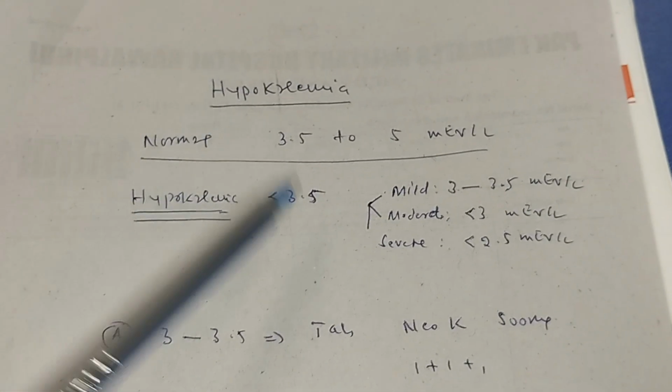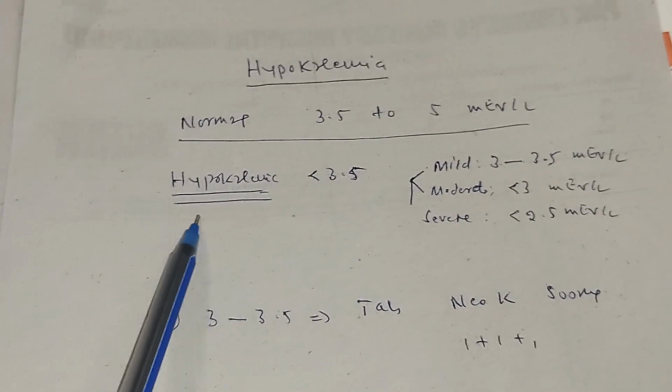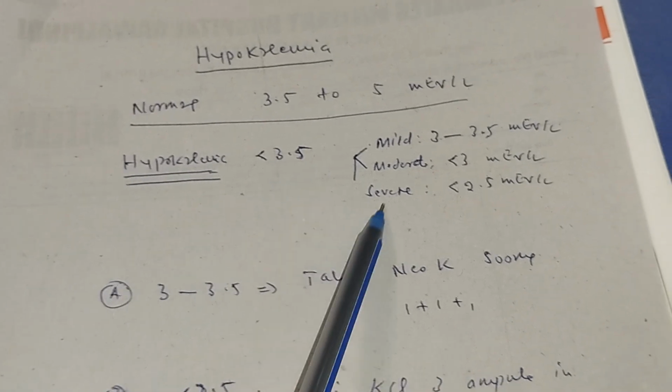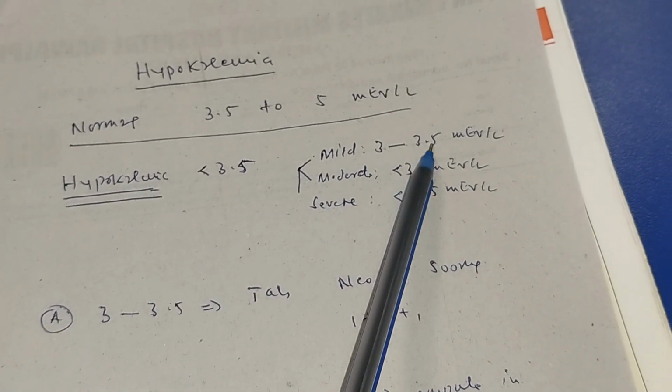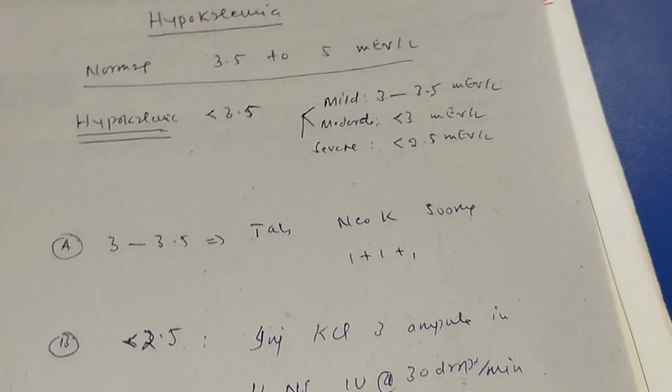First of all, the normal value for potassium is 3.5 to 5, and hypokalemia is when the potassium level is less than 3.5. For mild we say 3 to 3.5, for moderate less than 3, and for severe less than 2.5.